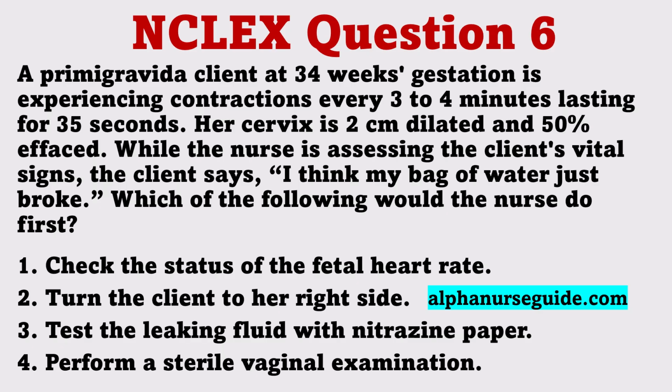The correct answer is 1. The priority is to determine whether a prolapsed cord has occurred as a result of the spontaneous rupture of membranes. The nurse's first action should be to check the status of the fetal heart rate.